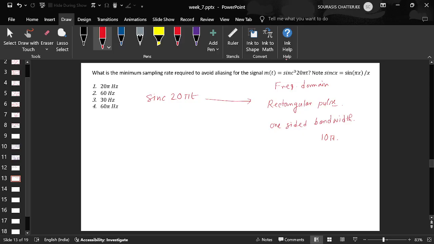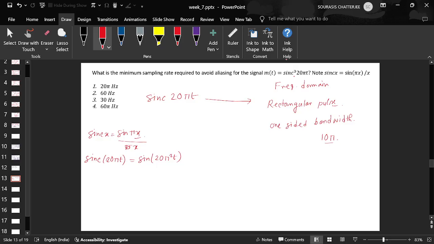I'm writing 10 pi, not 10, because you see the sinc function is sine pi x divided by pi x. We are given sinc 20 pi t. That means sine 20 pi squared t. Correct? So from here you can see what your band frequency component is going to be. You can separate 2 pi and you are left with 10 pi. So that is why you have to be careful here. Your one-sided bandwidth is 10 pi.